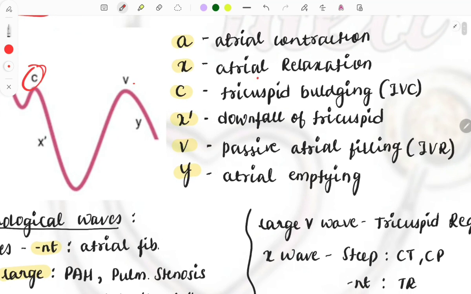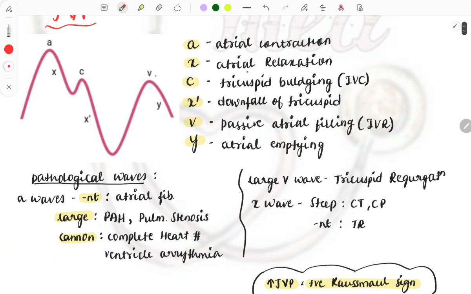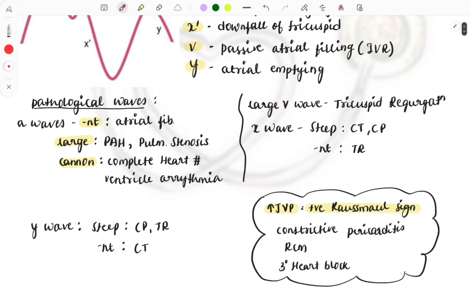This correlates with the IVR, that is the isovolumetric relaxation, and in Y atrial emptying will be happening. Okay, so these are the waves of the JVP, and this is the significance of these waves. So now the pathology of these waves.